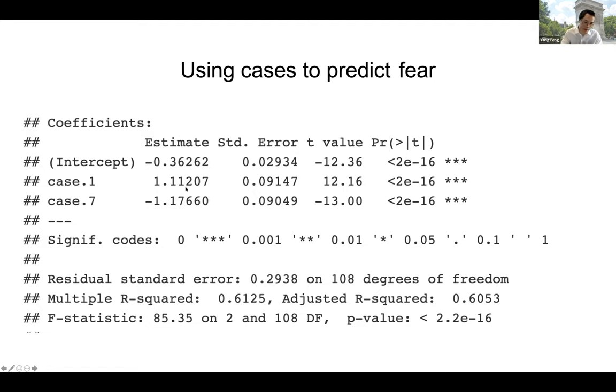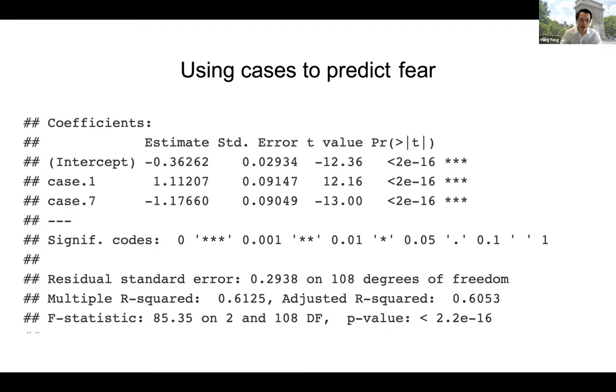But you can see there's something interesting in these coefficients. We select two predictors, one with a positive coefficient, the other with a negative coefficient. As Aris was explaining, this is a tricky relationship between cases and fear. There could be a lot of things going on causing people's fear.